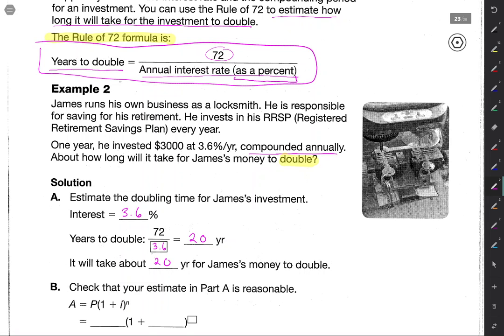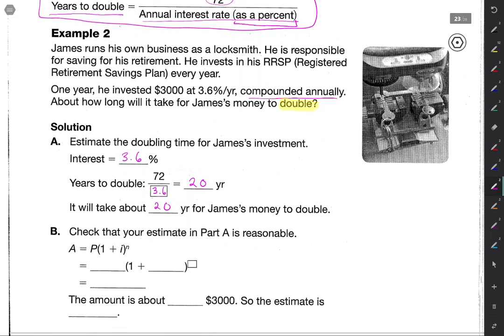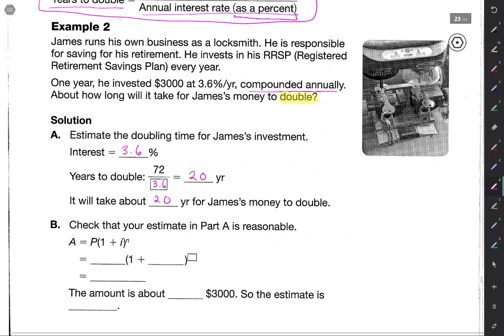Now, remember, this formula, the Rule of 72, is just an estimate. So we can actually check to see if this estimate is reasonable or if it's close. So let's use the interest formula we have and calculate. So the principal amount that we are using is $3,000. That's how much he invested. And then the rate is 3.6%. So for this formula, we have to change that to a decimal. And all we're doing in this one is we're checking to see if it will double in 20 years. So I'm going to take that 20 and I'm going to put that over here. So 20 years. So 20 is the N.